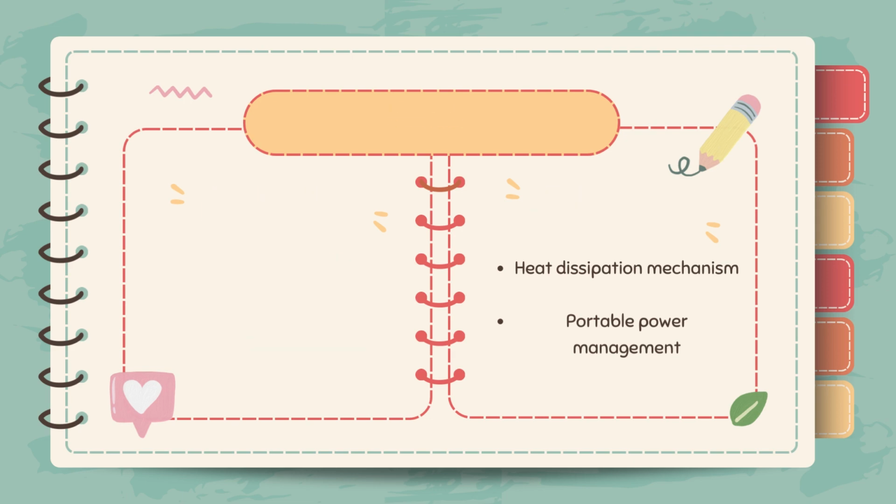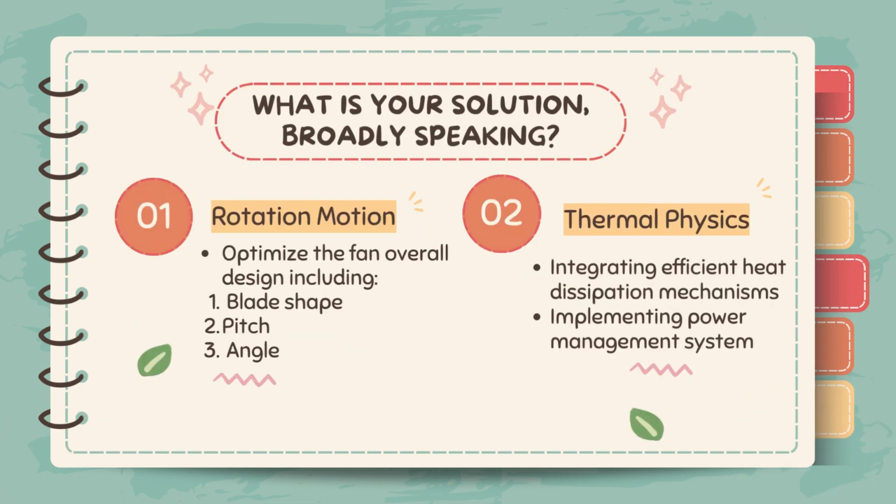In terms of rotational motion, our recommendation for this portable hand fan is that its general design, including the blade form, pitch and angle, be optimized in order to maximize airflow effectiveness and reduce turbulence. This guarantees efficient cooling capability. In terms of thermodynamics, the incorporation of an effective heat dissipation mechanism in the portable hand fan provides the answer.